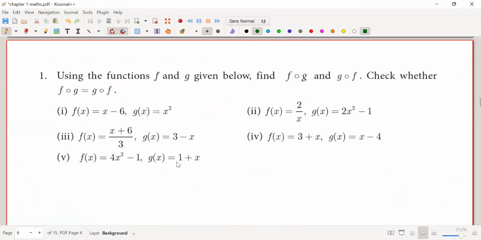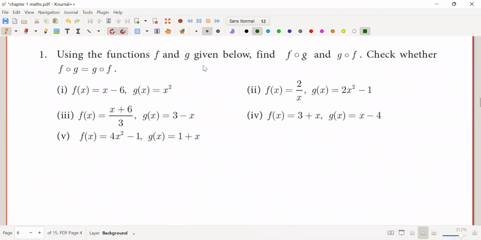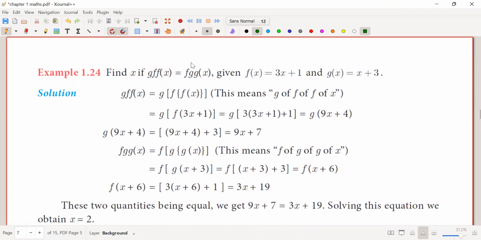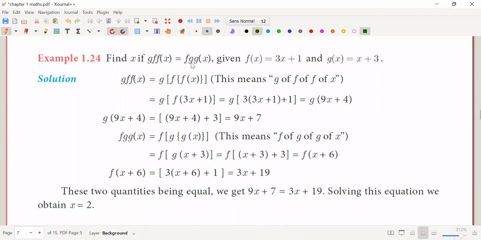Using function f of, this one we already went through. See here, this one: g of f of x. First, we have to apply f of x in f. That is, in this place we have to substitute 3x plus 1. Then after that, we will be getting a value. This value should be substituted in g. So 9x plus 4 plus 3.